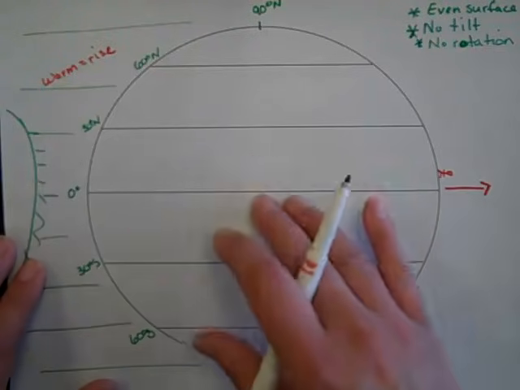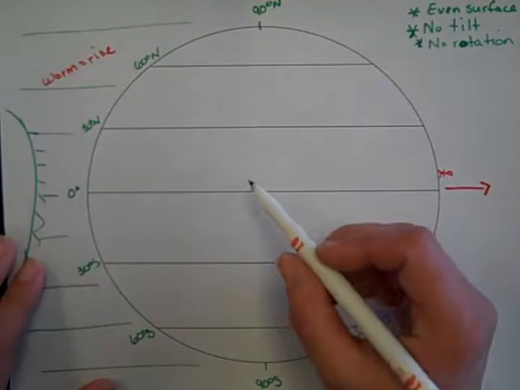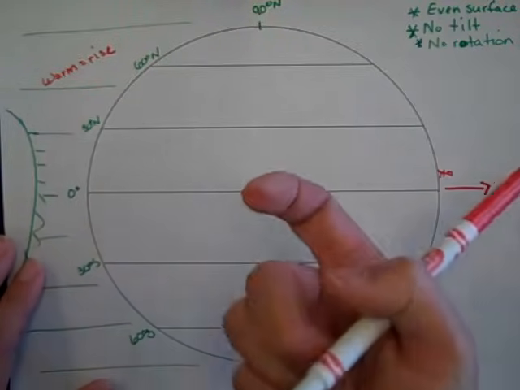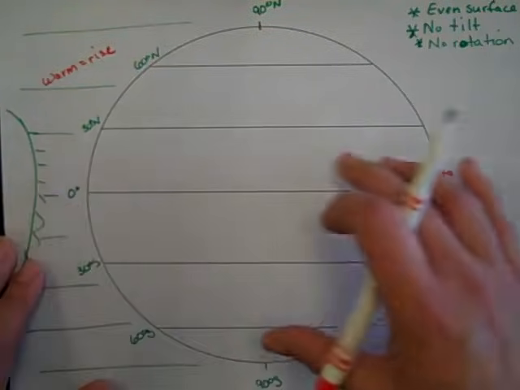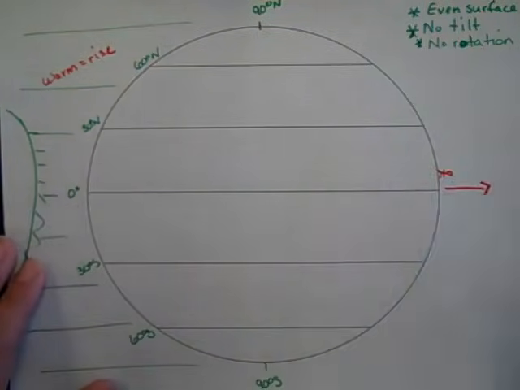Now keep in mind that this is a 3D representation. So if we're standing right here, the air is going to be moving toward us. So if we're standing over here, it's going to be moving this way. So this is a 3D thing going on here.